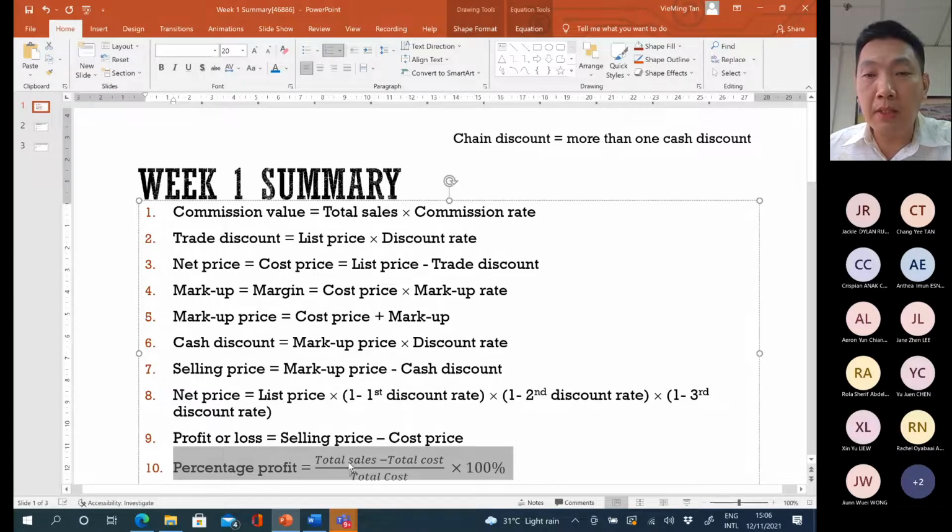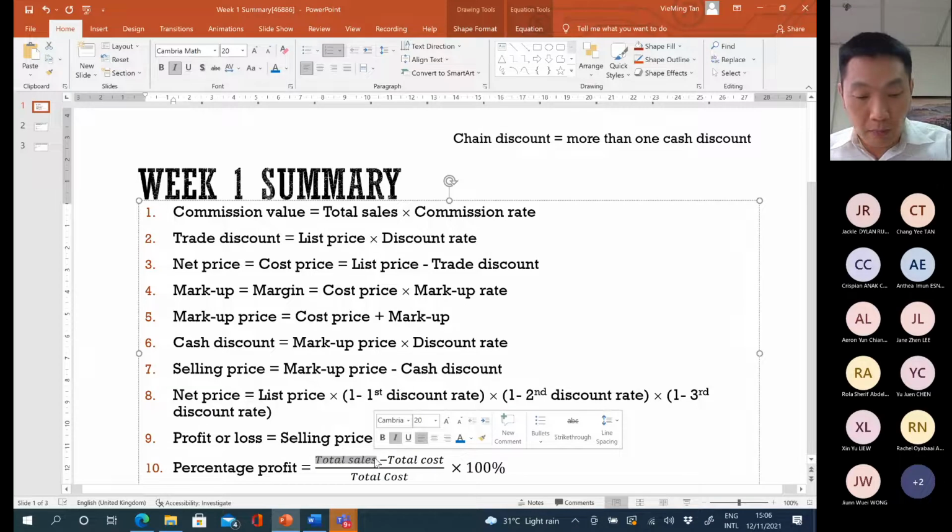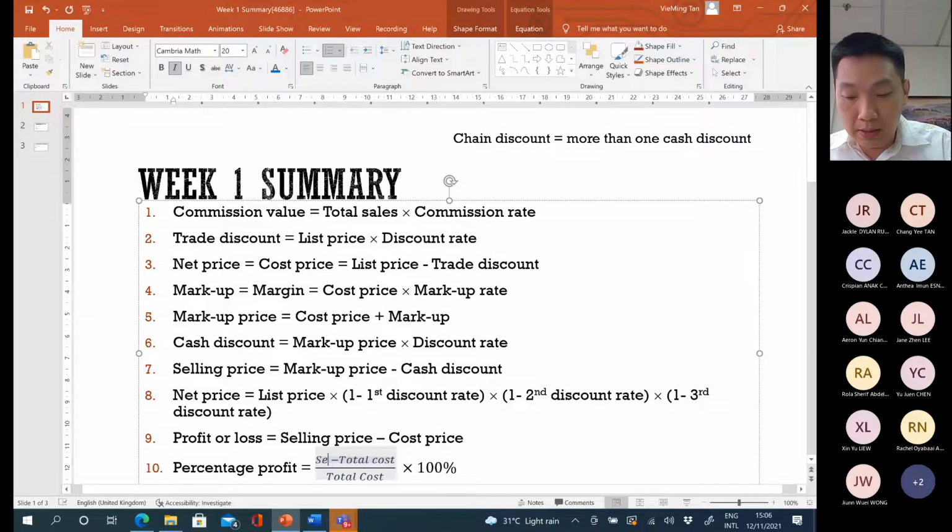In fact, this formula we can adjust also. Instead of using total sales, we can also use selling price minus the cost price, divided by cost price. If only one unit is sold, then you can adjust this formula. It becomes selling price minus the cost price, because if the question only involves one unit, then we can use this formula, divided by cost price.